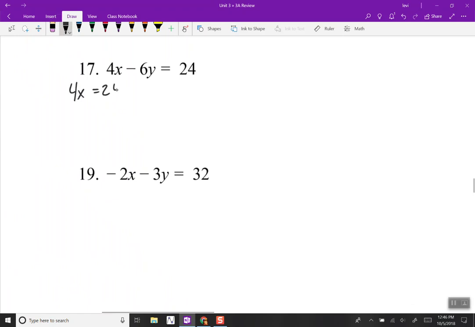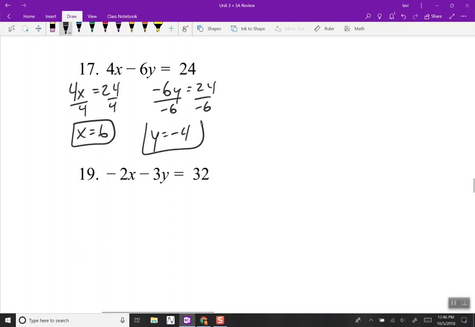4x equals 24 divided by 4. X equals 6. Negative 6y equals 24 divided by negative 6. Y equals negative 4.